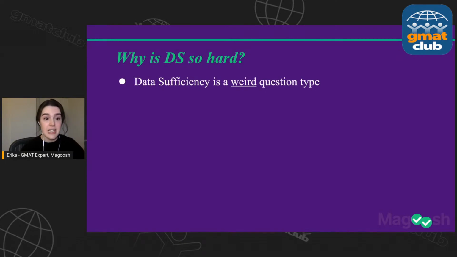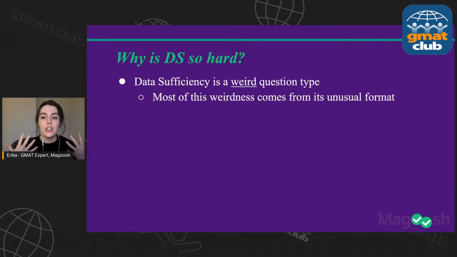Data sufficiency is weird. And that weirdness comes from its unusual format, right? It comes from the fact that this problem is structured in a way that you don't see on other exams. Probably the closest we get is on the GRE with quantitative comparison. And even that is different from data sufficiency and slightly less complicated, in my opinion.